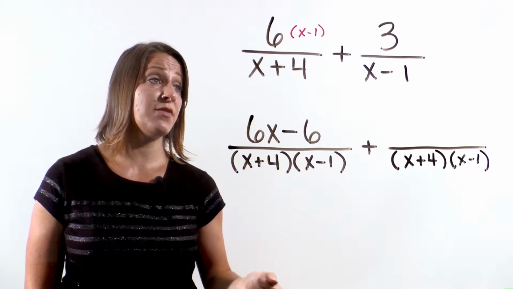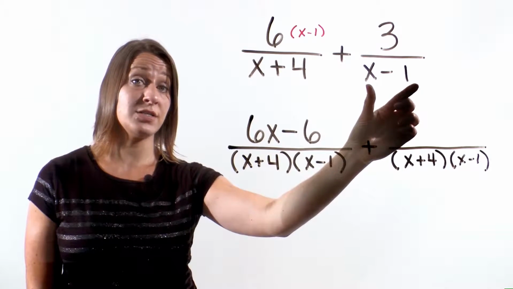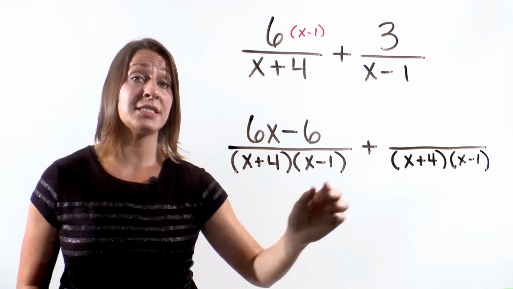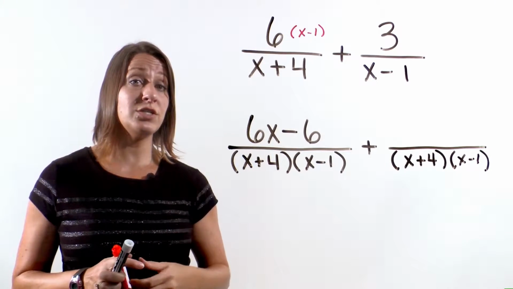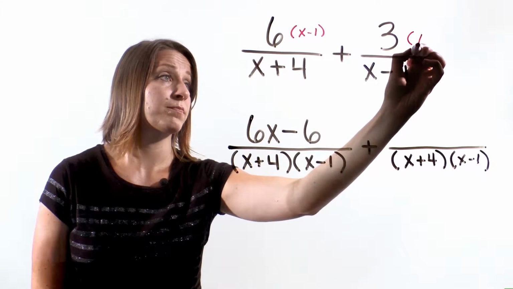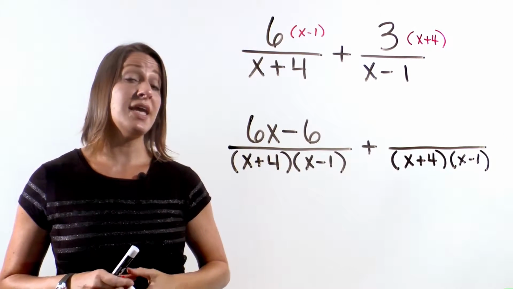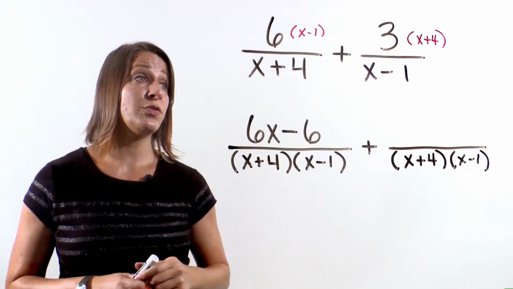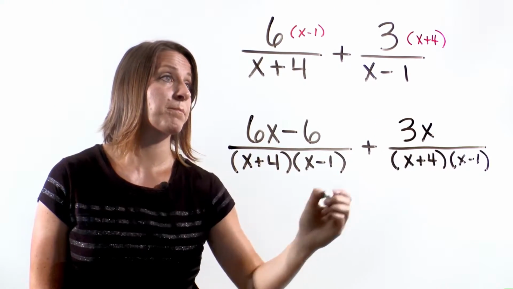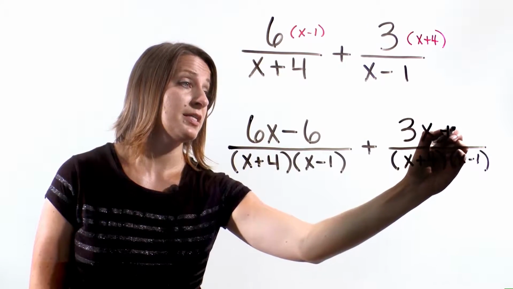Next, let's look at our second fraction. Our original denominator was x minus 1, and we multiplied it by an x plus 4. So we need to do that same multiplication to the numerator. And let's go ahead and multiply that out. 3 times x is 3x. 3 times positive 4 is positive 12.